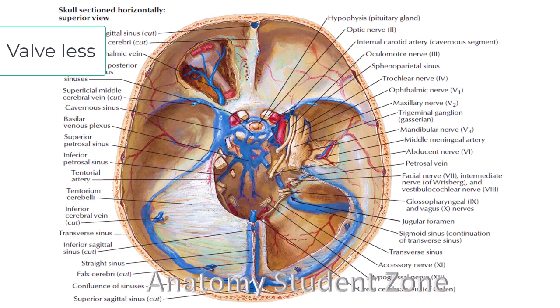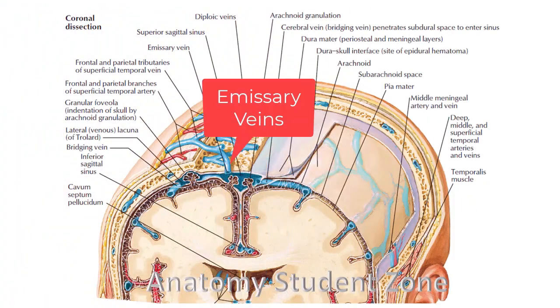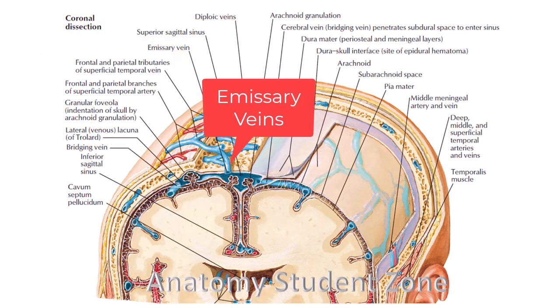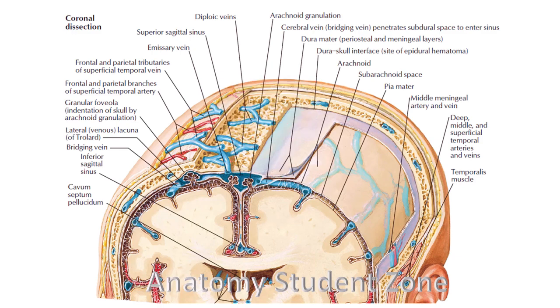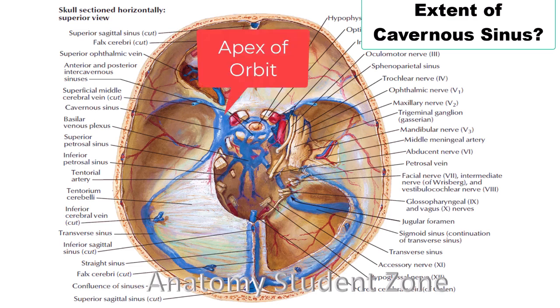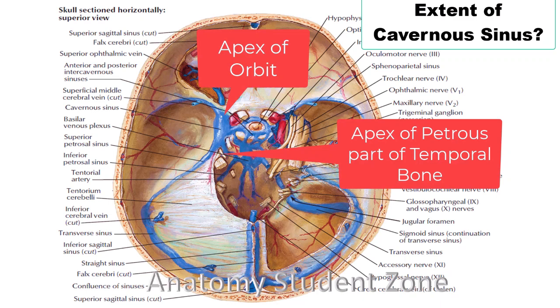And another important key feature is emissary veins. So, what are emissary veins? These are veins that connect these sinuses to an extracranial vein. And please remember over here, these emissary veins, these are potential route for a spread of infection that can occur in these sinuses. Now, if I talk about a cavernous sinus, that is today's main topic. It spans or its extent is from apex of a orbit, as you can see here, to the apex of petrous part of temporal bone.